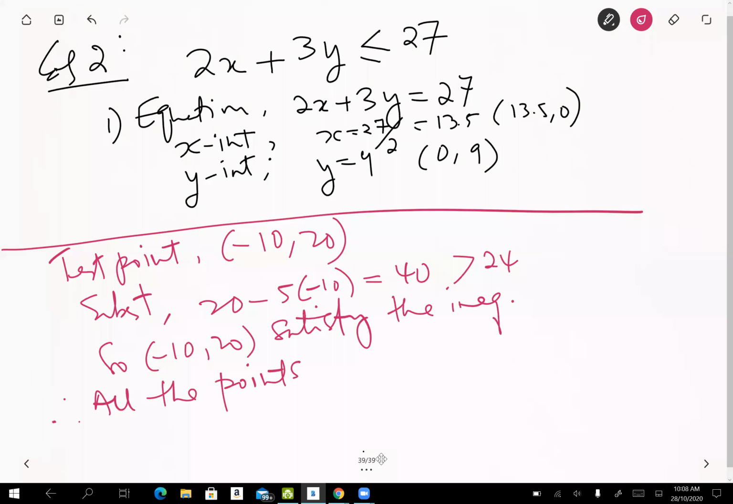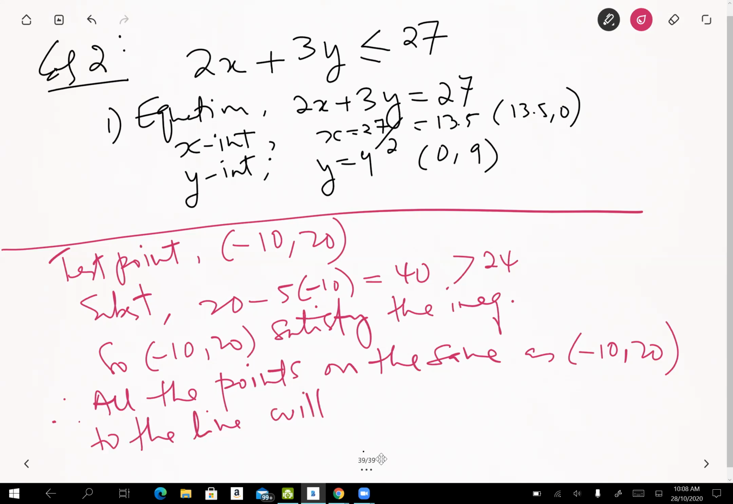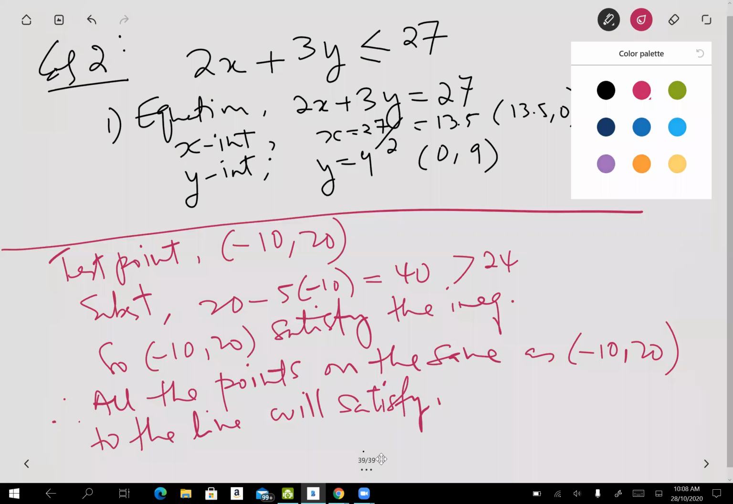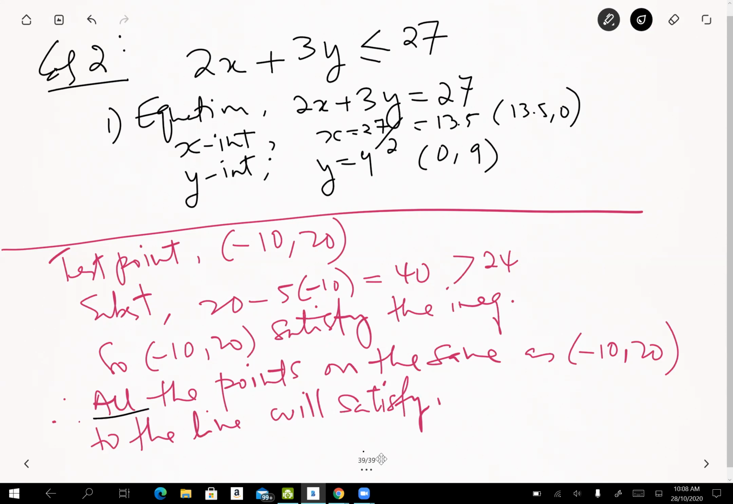So, therefore, all the points on the same side as negative 10, 20 to the line will satisfy. All right. So what is our inequality? What are the points that satisfy that inequality? They will be all the points on the same side as negative 10, 20. So those are the points.